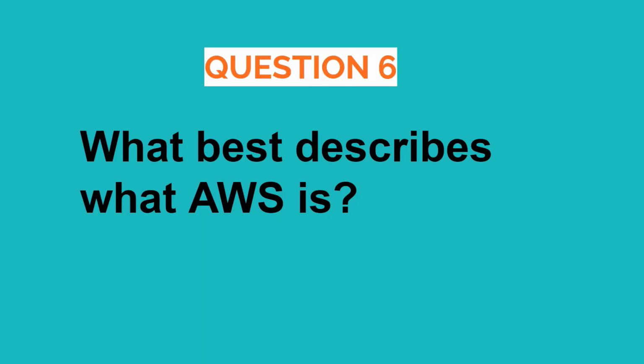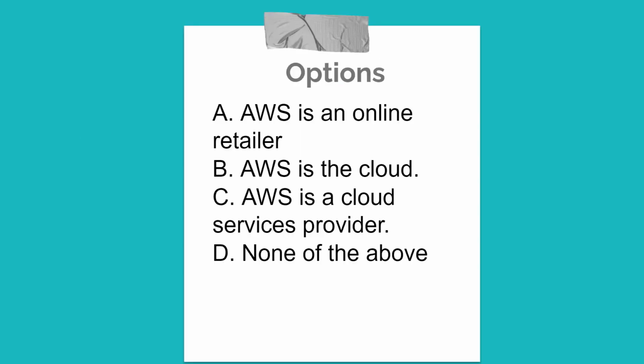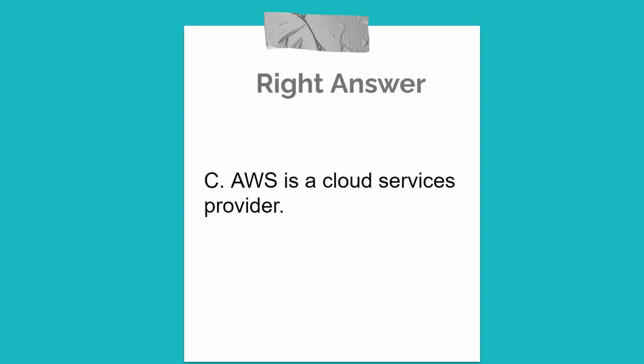Question 6. What best describes what AWS is? Option A. AWS is an online retailer. B. AWS is the cloud. C. AWS is a cloud services provider. D. None of the above. Right answer is C. AWS is a cloud services provider.